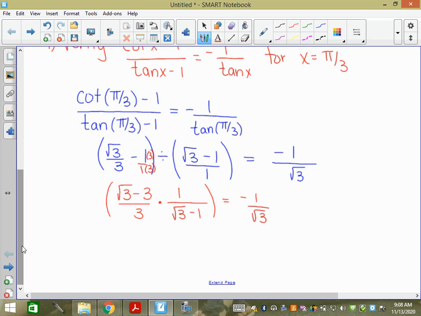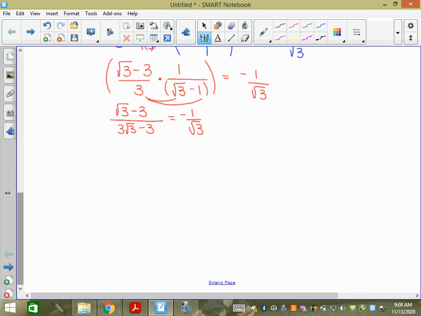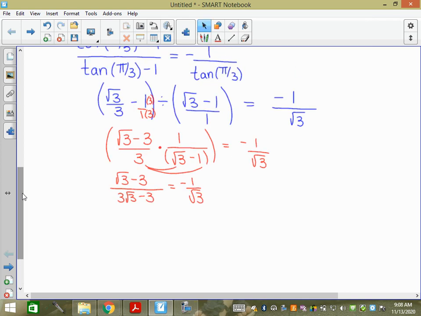So then we go root 3 minus 3 over, then the 3 we get distributed, so 3 root 3 minus 3, because that'll go into there, equals negative 1 over root 3. We're going to have to multiply by the conjugate. 3 root 3 plus 3.